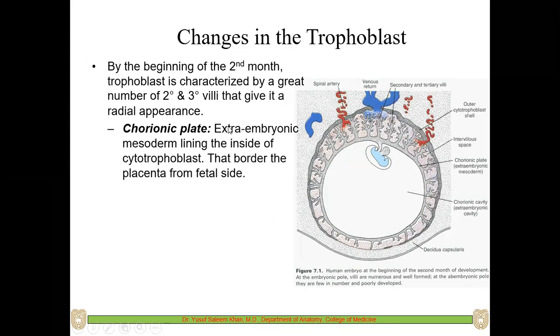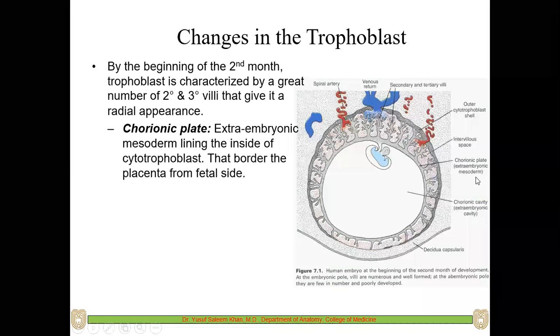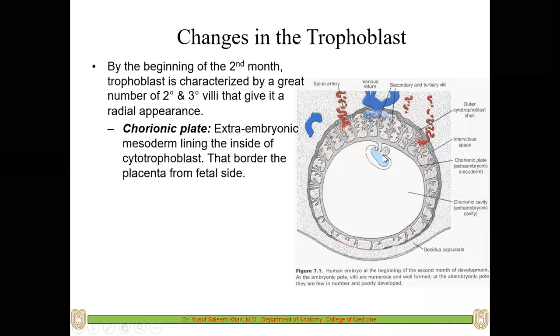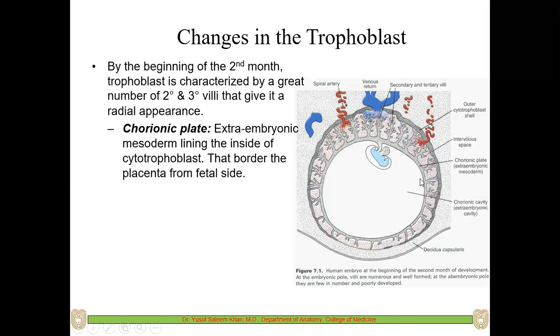Now there is something called the chorionic plate, the extra-embryonic mesoderm lining the inside of the trophoblast that borders the placenta from the fetal side. So if you see here, this is called the chorionic plate. This whole thing is called the chorion, which consists of three layers, and this is the chorionic plate, which is nothing but the extra-embryonic mesoderm, lining the inside of the trophoblast cells. Trophoblast cells will be here, so it is lining from inside. It borders the placenta from the fetal side. Fetus is here, so it is facing this border, which is called the chorionic plate.